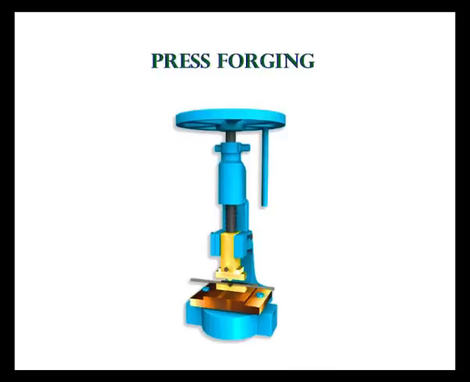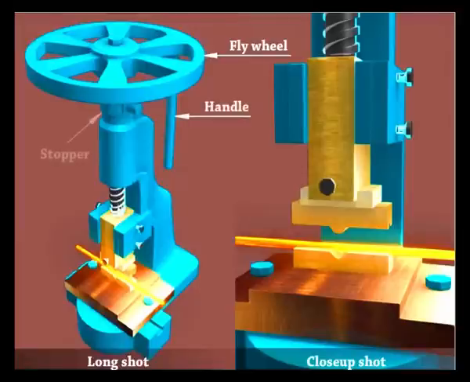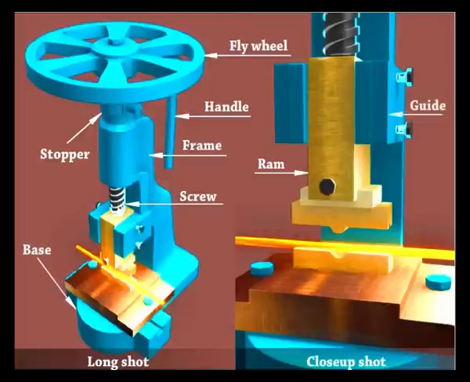Press forging. Let us see a 3D model of a press forging machine. A simple press forging machine consists of flywheel, handle, stopper, ram, frame, screw, base and guide.